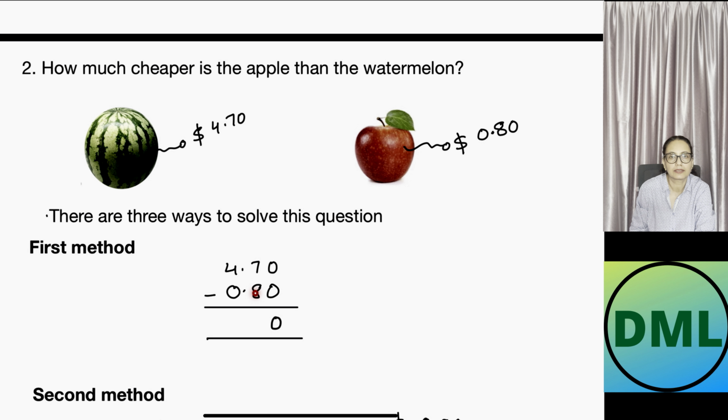7 minus 8. Can you subtract 7 minus 8? No, right? You can't subtract 7 minus 8. So you need to take a carryover from here. If you take the carryover from here, this will be 3 here and that will be 17 here. 17 minus 8. How much? 9, right? Let's write down 9 here. The dot will come here. 3 minus 0 is 3 only. My answer is $3.90. This is the first method of subtracting. Let's see the second method here.